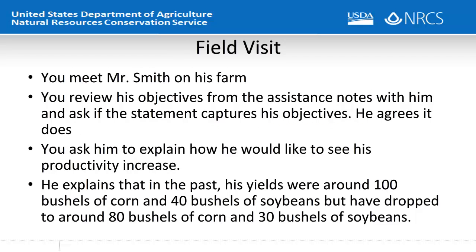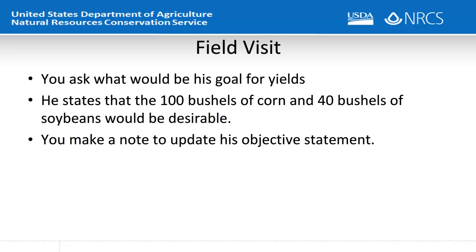To start the inventory process, you meet Mr. Smith on his farm. You review his objectives from the assistance notes with him and ask him if the statement captures his objectives. He agrees that it does. You ask him to explain how he would like to see his productivity increase. He explains that in the past his yields were around 100 bushels of corn and 40 bushels of soybeans, but have dropped to around 80 bushels of corn and 30 bushels of soybeans. You ask what would be his goal for yields. He states that the 100 bushels of corn and 40 bushels of soybeans would be desirable. You make a note to update his objective statement.